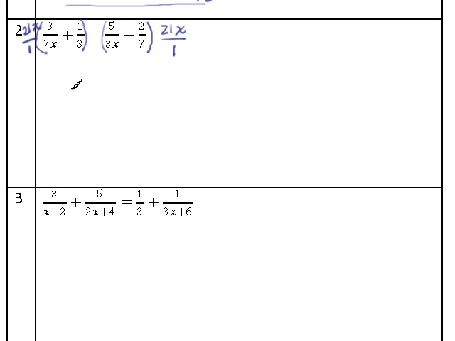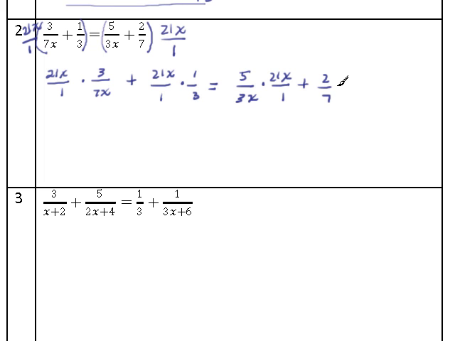Okay, so on the left side, let's do the distributive law. So we have 21x over 1 times 3 over 7x plus 21x over 1 times 1/3. And on the right-hand side, we have 5 over 3x times 21x over 1 plus 2 over 7 times 21x over 1. Okay, and now let's do our canceling.